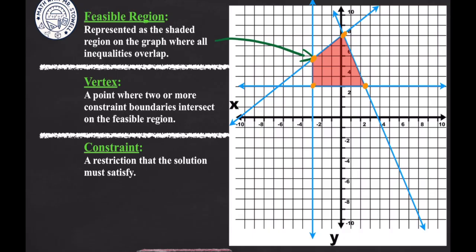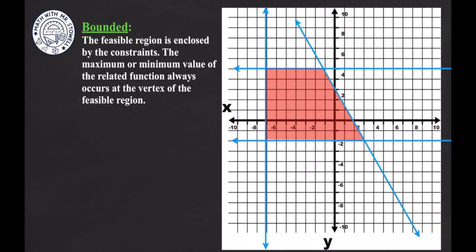Then a constraint is a restriction that the solution must satisfy. The constraints would be these lines right here. This is the boundary that the shaded or feasible region cannot cross. We know it is bounded whenever the feasible region is enclosed by the constraints. Notice this area is stuck between this boundary.